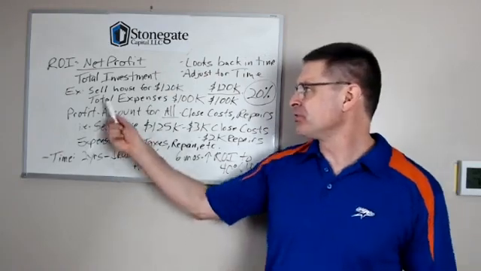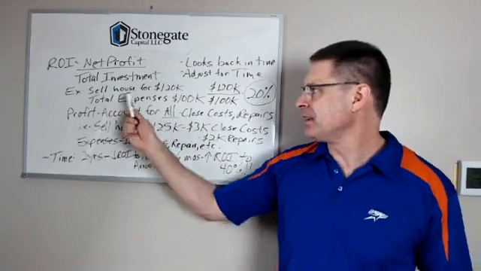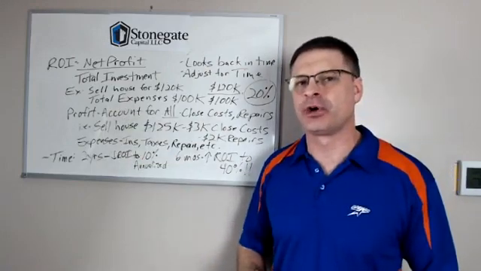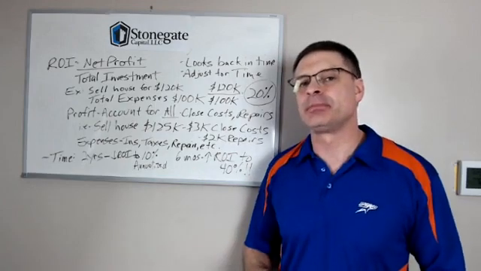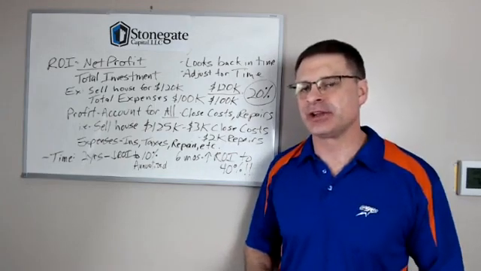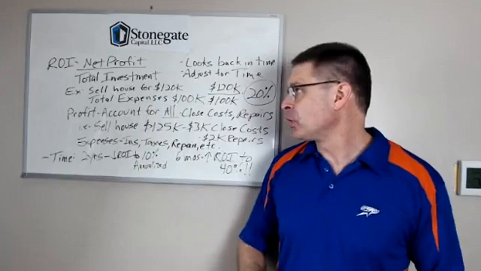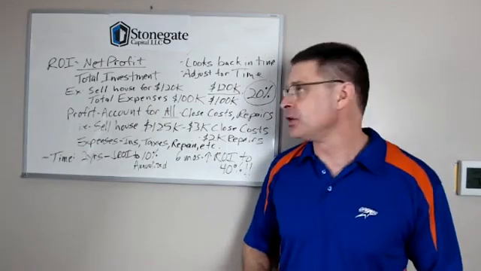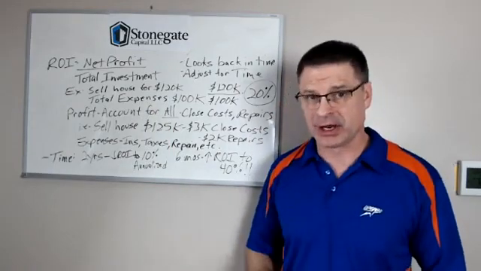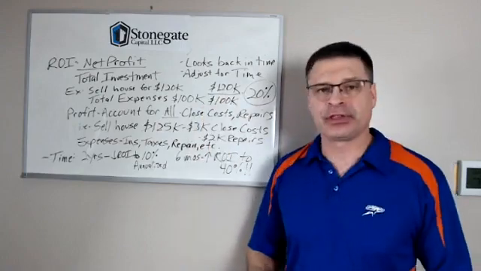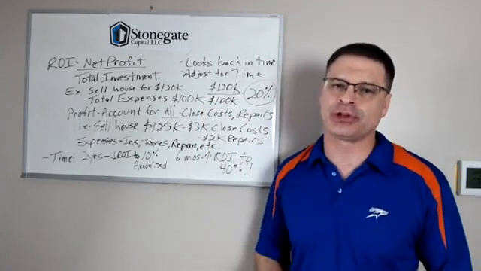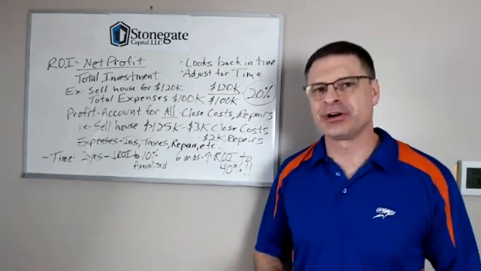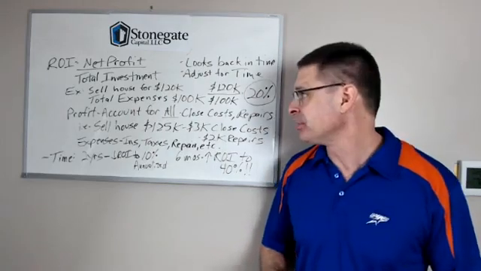One real simple way to go about it: if I sell a house for $120,000, and I will come back to how exactly I got that number, and then the total expenses for the house are $100,000, and again, I'm going to come back to that, I end up with 120 divided by 100,000. That equals a 20% return on investment.